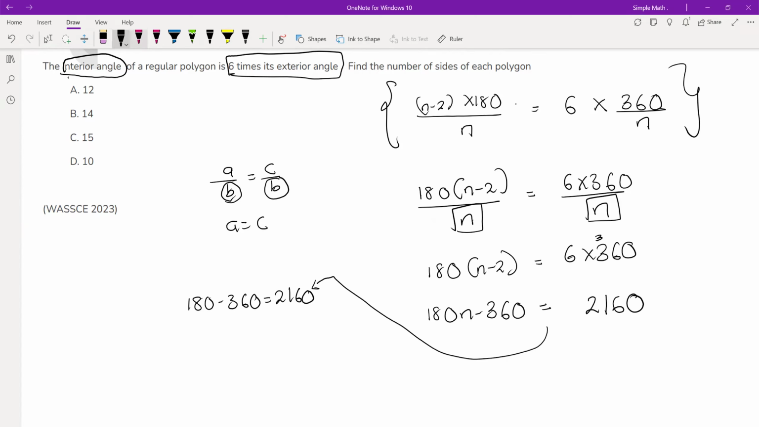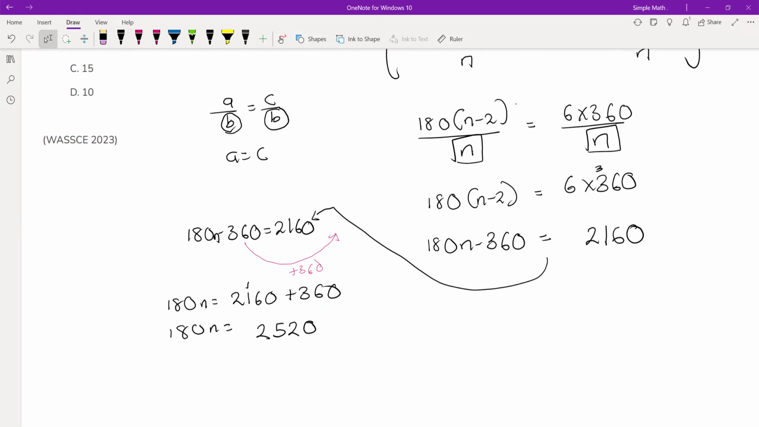All right, so now I can move this minus 360 to the other side, and it becomes plus 360. And let's not forget my n, 180n. So 180n is equal to 2160 plus 360. So 2160 plus 360 is 0, 6 plus 6 is 12, that is 1 plus 1 is 2 plus 3 is 5, and then 2. So it means that 180n is equal to 2520.